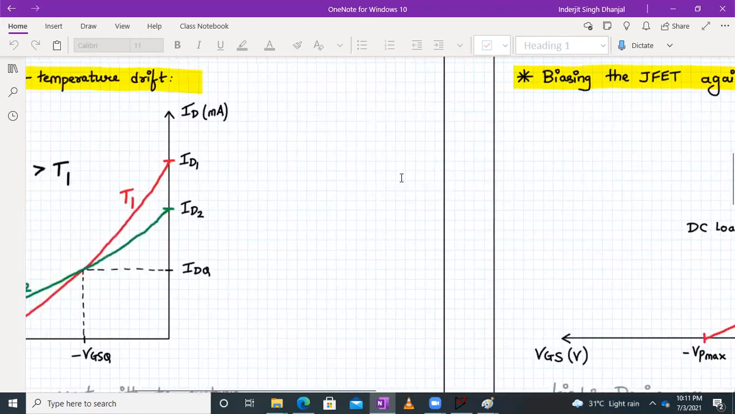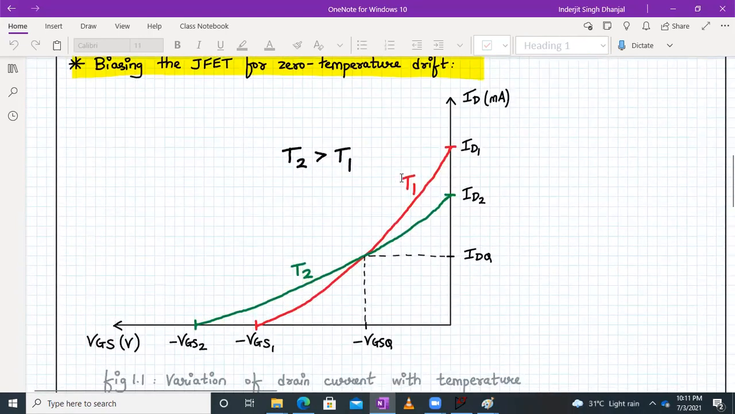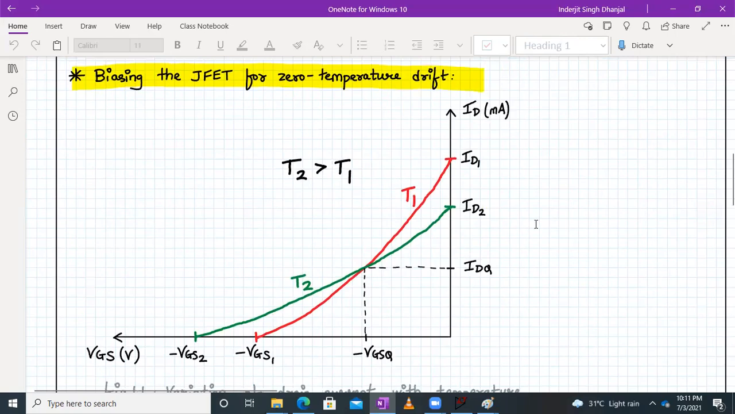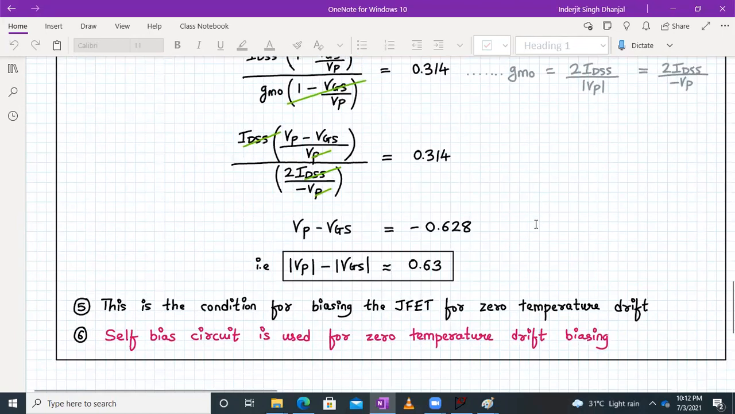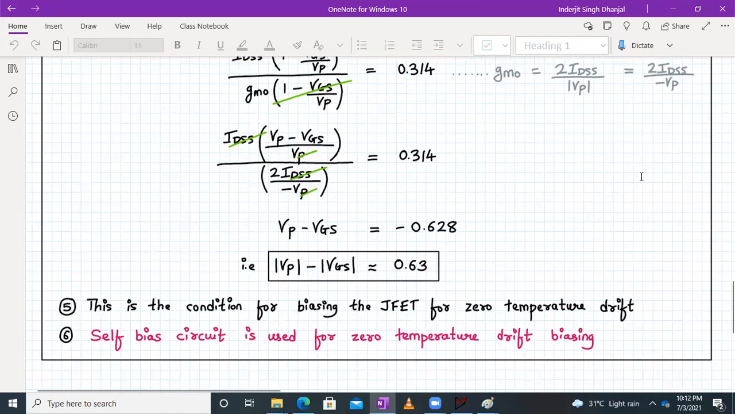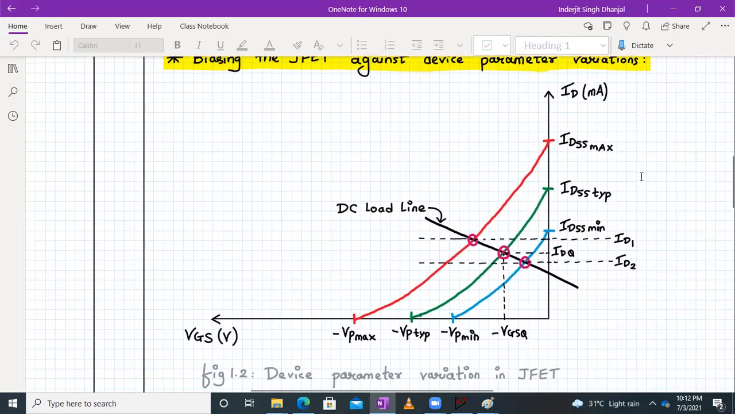So we have seen why we require biasing in a JFET, what the need of JFET biasing is, and we have seen biasing the JFET for zero temperature drift. We also saw the condition, that is, mod of VP minus mod of VGS should be equal to 0.63. Next we saw biasing the JFET against the device parameter variations. The Q point should be located in between ID1 and ID2. Then we can say that your JFET is protected against the device parameter variation.